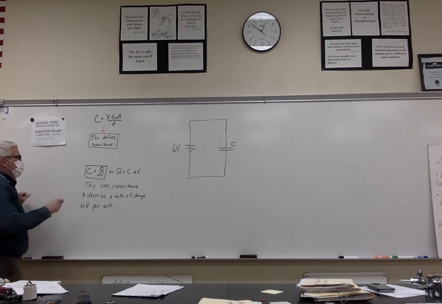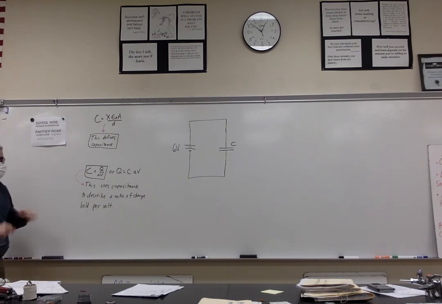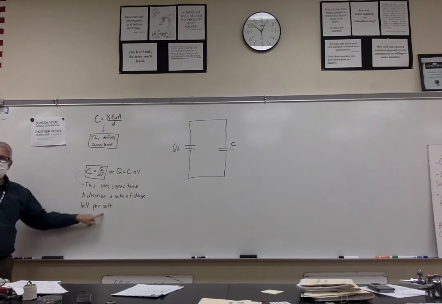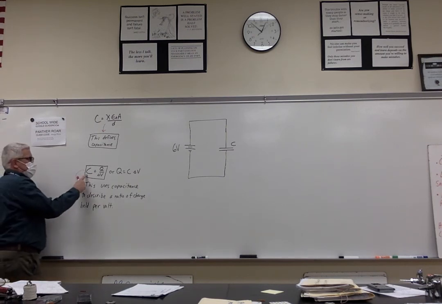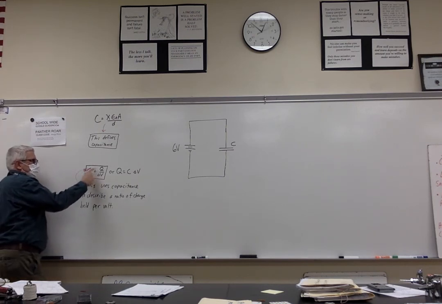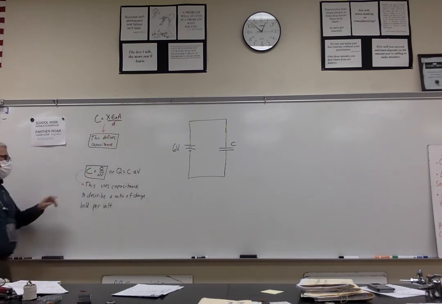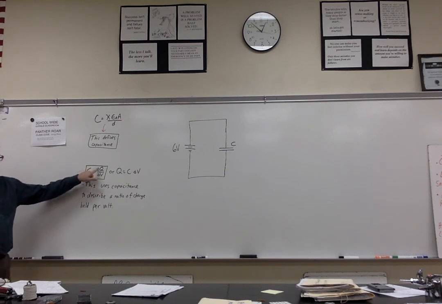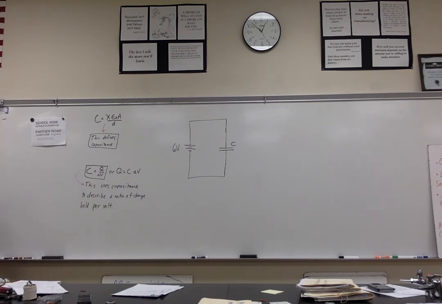This uses capacitance to describe the ratio of charge held per volt. If we think of this as electric pressure or push, for a given amount of push, if we have a higher capacitance, we can hold more charge. So that particular amount of capacitance depends on these factors, but for a given value of capacitance, we can hold a certain amount of charge for every 1 volt, or for 2 volts, or for 3 volts, or things like that. So that's really a ratio.